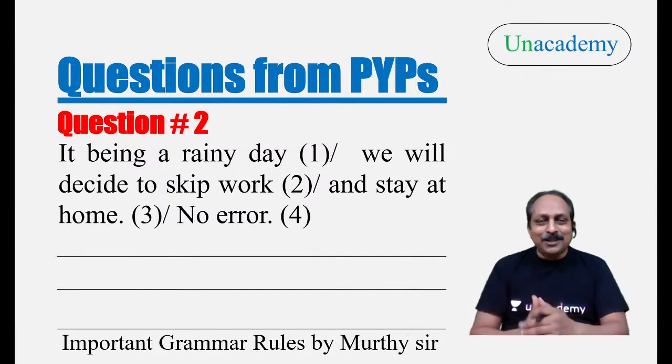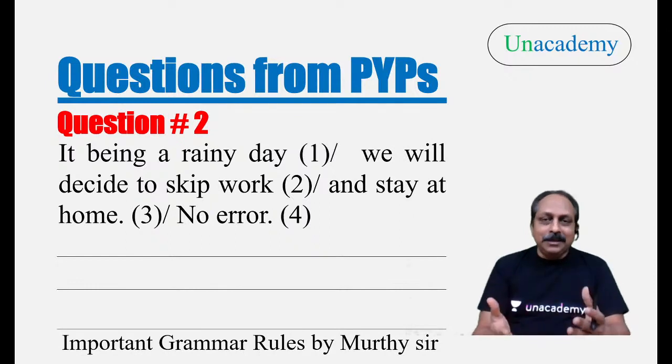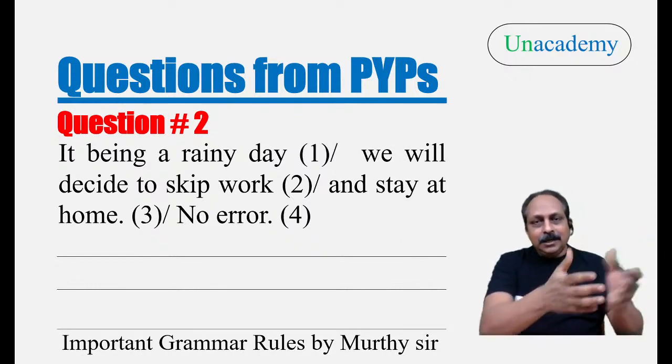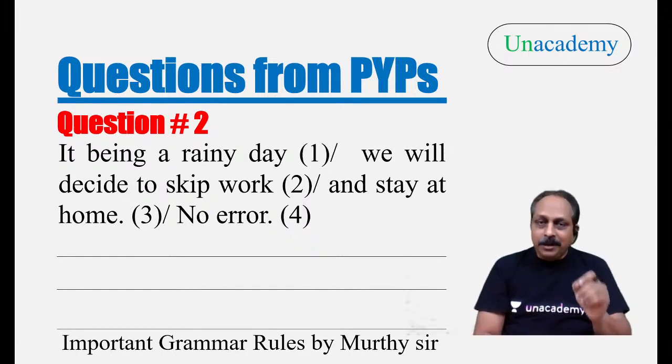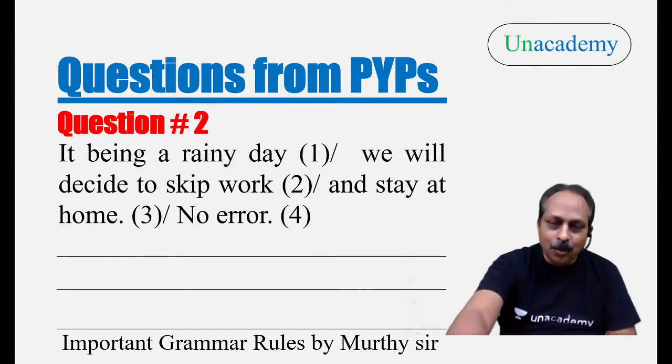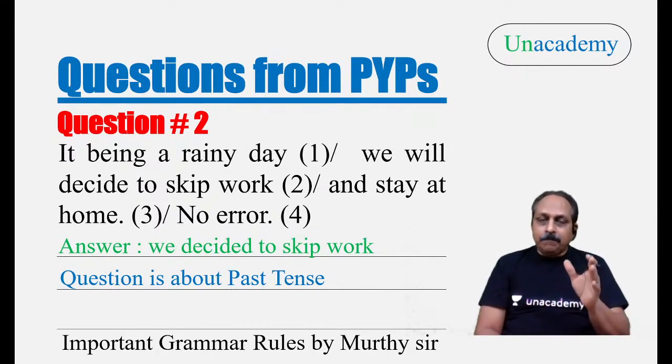I smiled, that's why I smiled. "We will decide": no, you are not talking about the future. You have already taken a decision because it is a rainy day. The verb should be in the past. So what is correct? It being a rainy day, we decided to skip work and stay at home. That's what we all do. Now always ask, what is this question about? The question is about past tense. We cannot use future, we should use past tense.